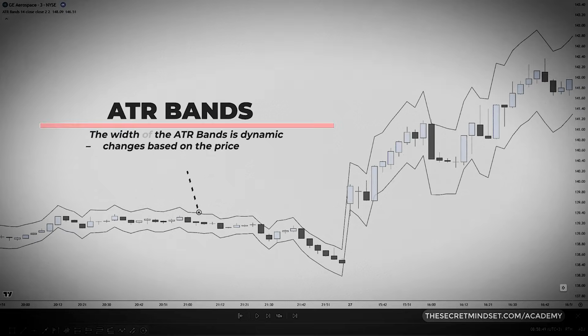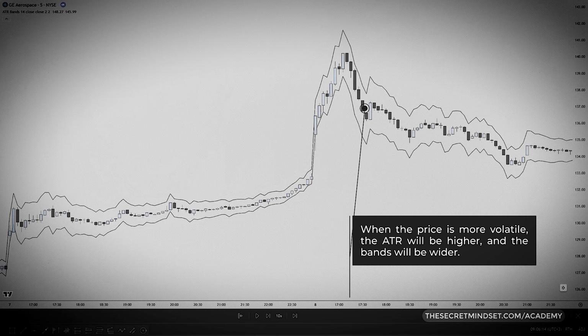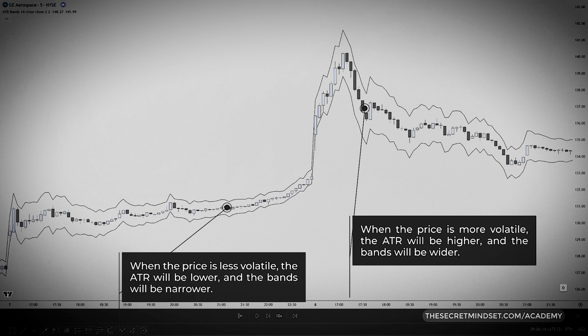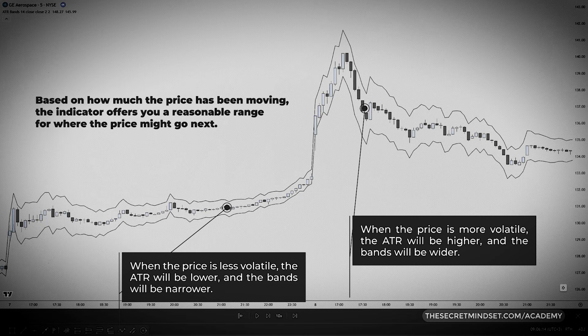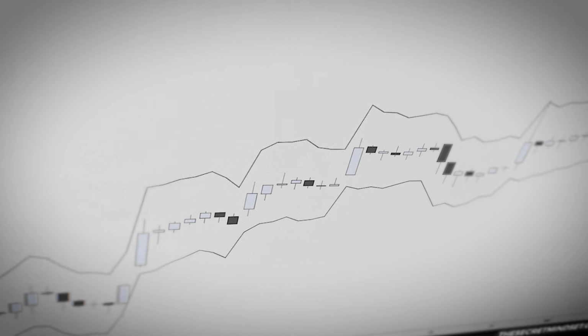The width of the ATR bands is dynamic. It changes based on the price volatility. When the price is more volatile, the ATR will be higher, and the bands will be wider. When the price is less volatile, the ATR will be lower, and the bands will be narrower. So based on how much the price has been moving, the indicator offers you a reasonable range for where the price might go next. It's all about watching the price action in relation to the bands.